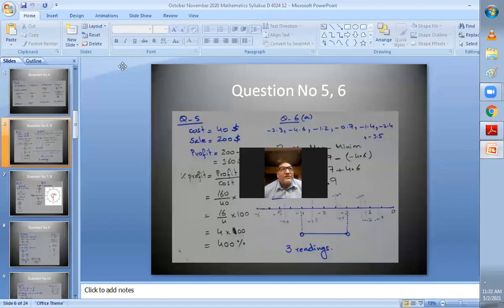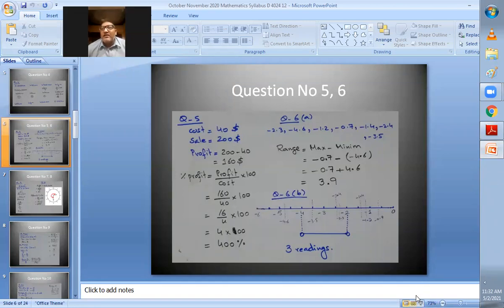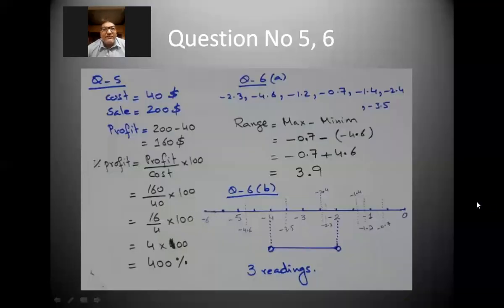So the methodology which I have used here to solve it is very simple. Look here, I have drawn a number line with 0, minus 1, minus 2, minus 3, minus 4, minus 5, minus 6. Then I have shown all these temperatures on this number line. His question was from minus 4 to minus 2, how many of these temperatures are in that range? You can see I have shown here with the number line minus 3.5, minus 3, and minus 2.4.